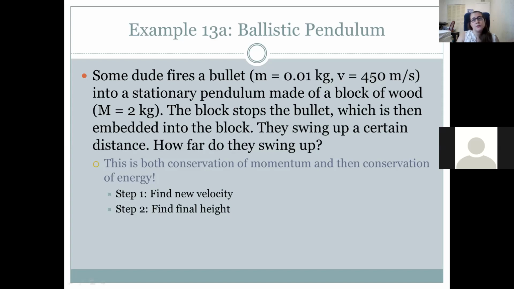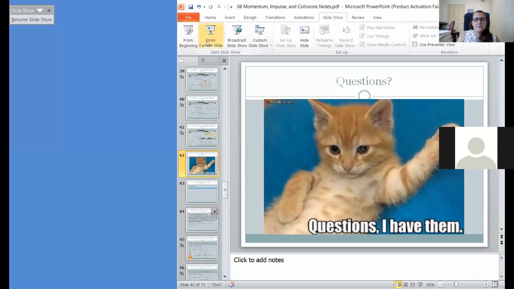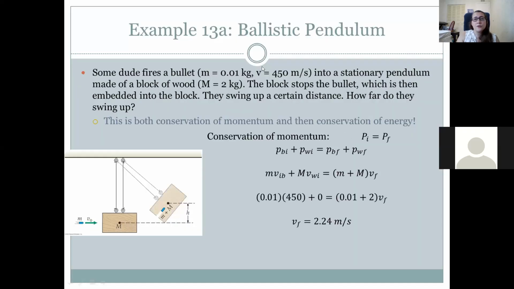Step 2 is actually answering the question, how far do they swing up? Now, there are 2 different approaches that you could use for conservation, to figure out how high it goes up. You could use conservation of energy, which I think is the simpler way to do it. So that's the way that I'm choosing to do it. But you could also use kinematic equations and projectile motion. I just think that's a little bit more complicated than energy, but it is also a valid approach.